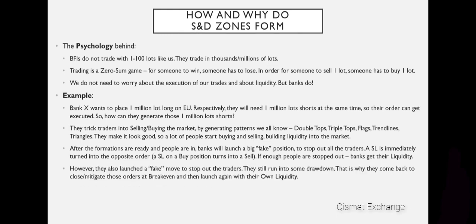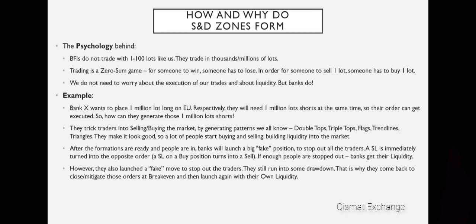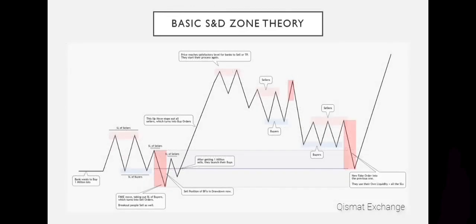However, what is also important to note is that when they launch this fake move to stop out the traders, they also run into some drawdown, because in order for them to launch this fake move, they still have to enter the market. And this is usually why they will come back to that same place they launched their fake orders, mitigate those losses at break even, and then launch again with their own liquidity. So this is really theoretical. I want to jump into an example right now and actually walk you through how that happens. But hopefully so far you're getting the point.